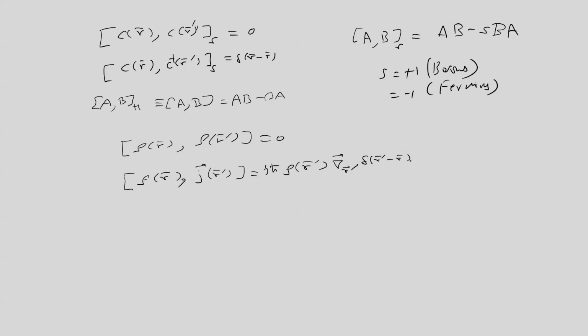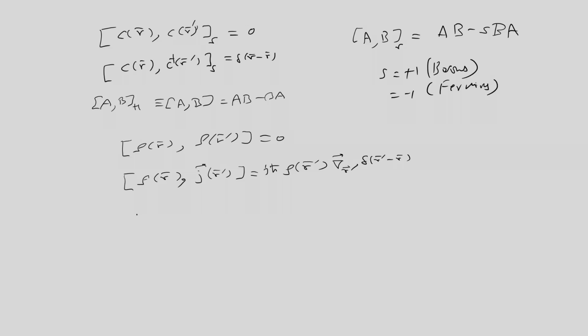You can convince yourself that it obeys these. So the rho and j obey conventional commutators, not anti-commutators, regardless of whether the underlying particles are bosons or fermions. The simple commutator is expressible also in terms of rhos and j's. This is what is known as current algebra. This is very important for the study of many topics in many body theory, specifically what is called bosonization, which I'm not going to discuss at all in this course.